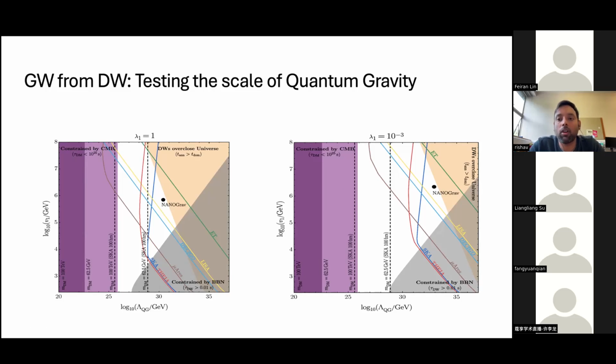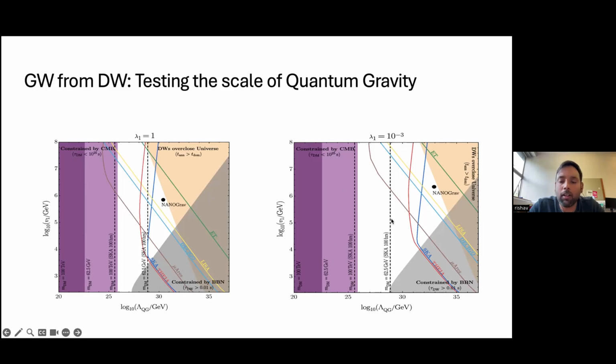Now, if we choose a different value of self-quartic coupling, we see that these constraints actually shift. So for a lower quartic coupling, as expected, we have a larger allowed region of parameter space. So the idea of this work was to show how we can use gravitational waves from domain walls to test the scale of quantum gravity. So feel free to ask any questions if you have. Feel free to stop me.